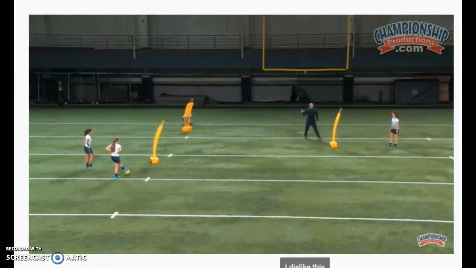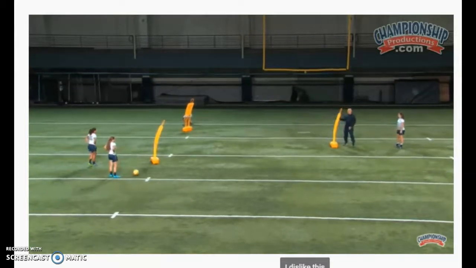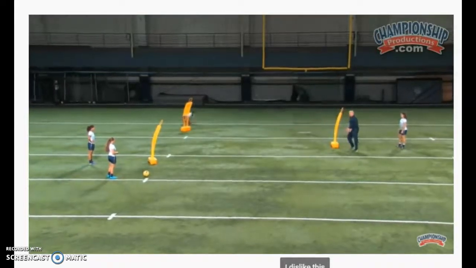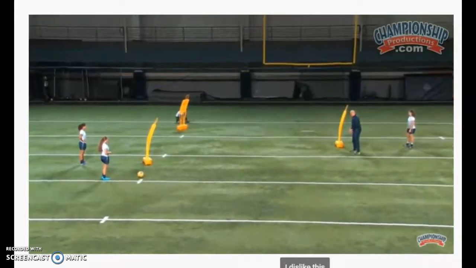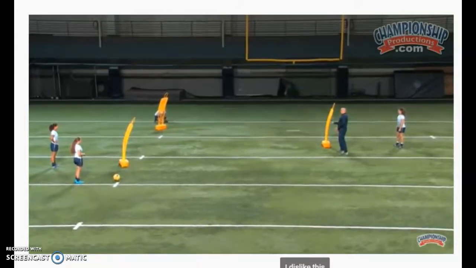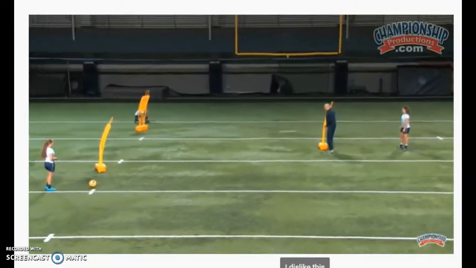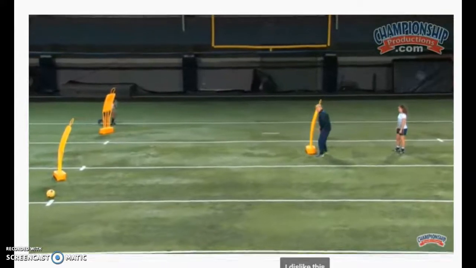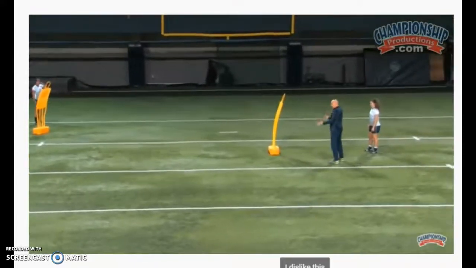Knee and ankle joints held firm. Body over the ball. Head steady, eyes on the ball. Use the arms to keep balance. Hit through the ball's horizontal midline. That way it will keep low. Kicking foot follows through towards the target.